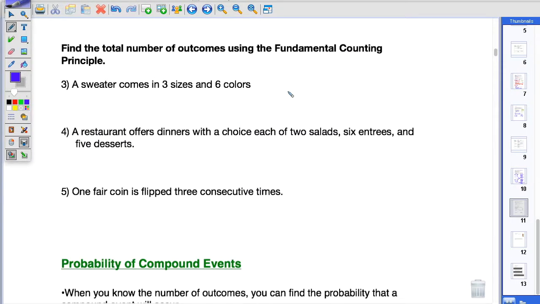Find the total number of outcomes using the fundamental counting principle. So this time we're going to use the shortcut. We don't need to do the tree diagram. A sweater comes in 3 sizes and 6 colors. So we take our number of sizes times the number of colors, so we have a total of 18 outcomes.